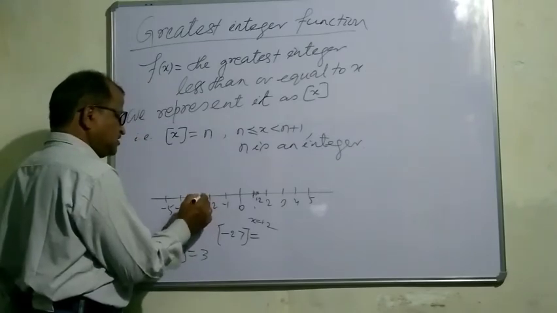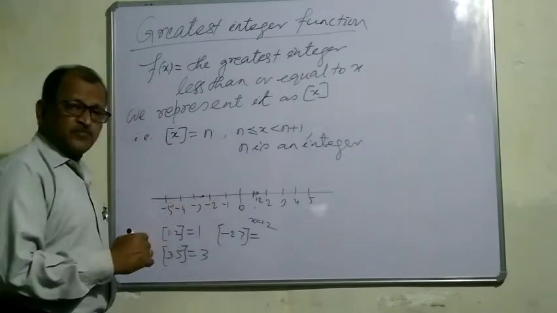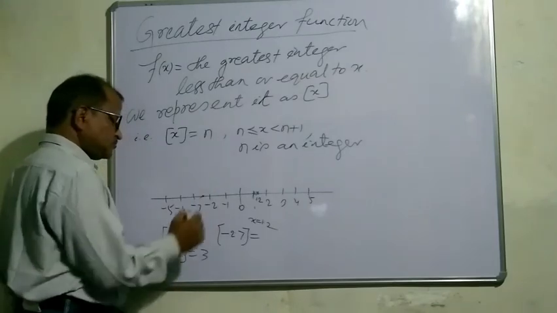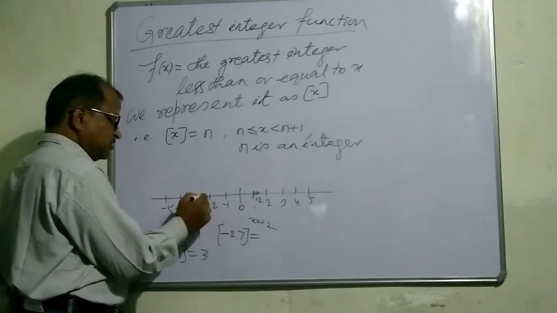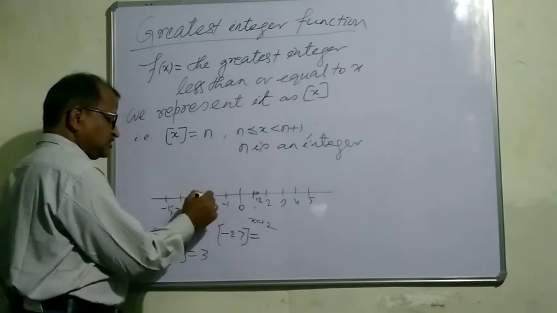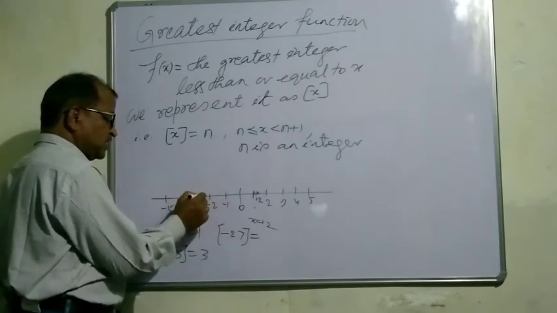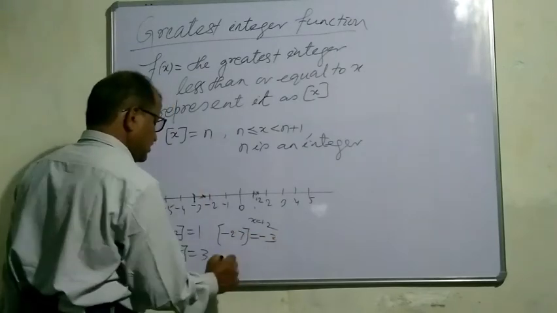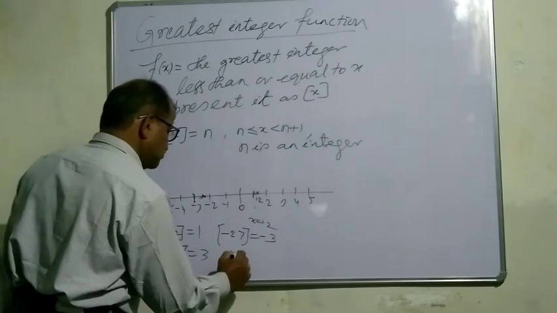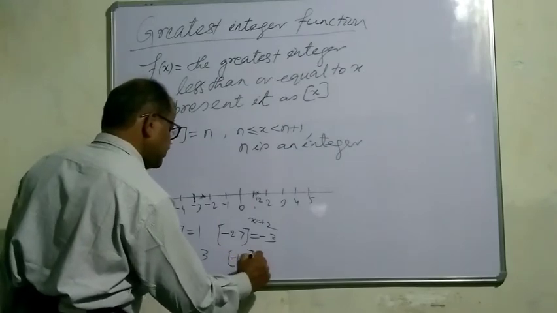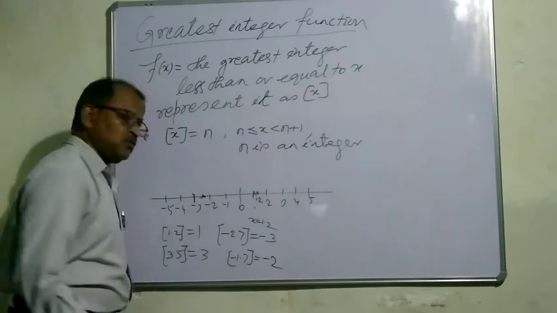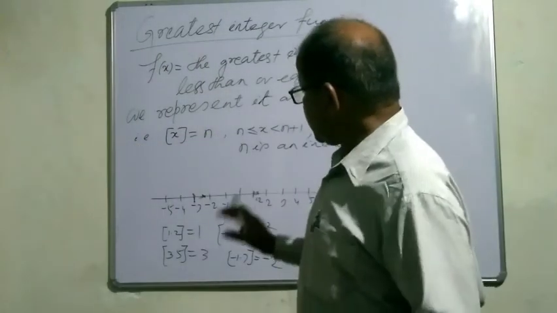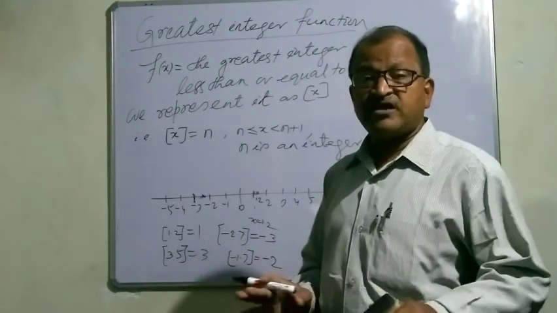-2.7 will lie between -3 and -2. So which is the greatest integer less than this? That is -3. Similarly, for -1.7 the greatest integer value is -2. Like this, try to find yourself the greatest integer value of different real numbers.